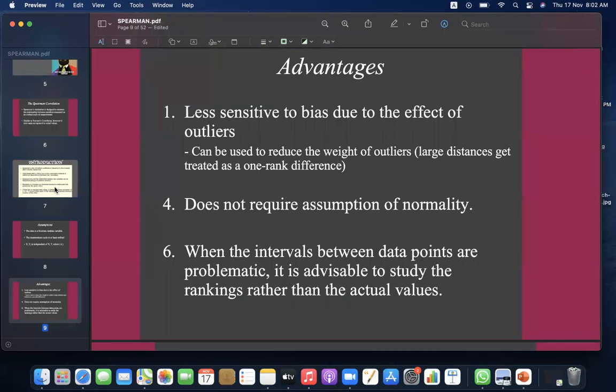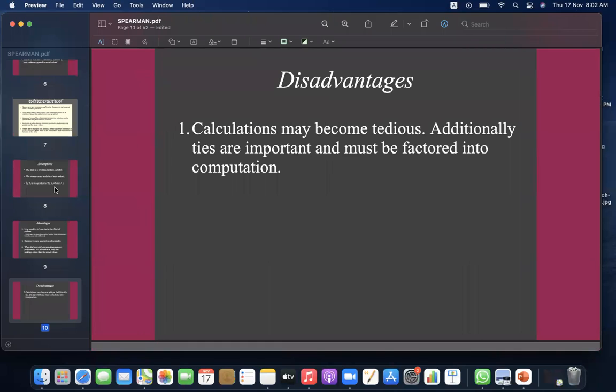Advantages. Less sensitive to bias due to the effect of outliers, and can be used to reduce the weight of outliers. Large distances get treated as one rank difference. Does not require assumptions of normality. When the intervals between data points are problematic, it is advisable to study the rankings rather than the actual values. Disadvantages. Calculations may become tedious. Additionally, ties are important and must be factored into the computation.